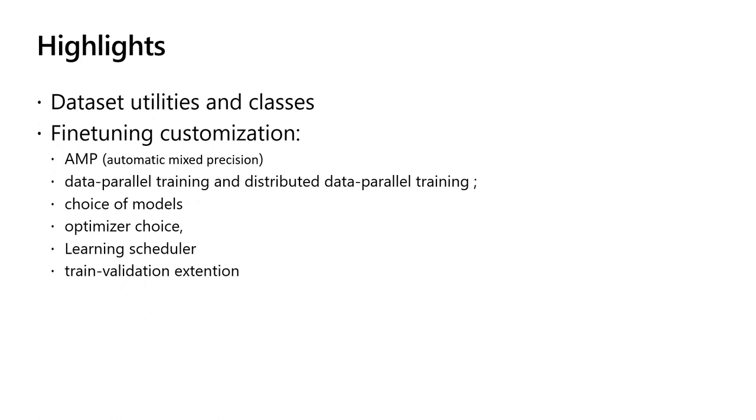We have included in our repo some reusable datasets and data utilities, and I also want to highlight our base fine-tuning class, which can be used in almost all the scenarios, including text classification, named entity recognition, question answering, entailment, and text summarization. Our base class allows a lot of fine-tuning customization. You can use mixed precision training. It also supports distributed training. It supports almost all the transformer models from Hugging Face, and it allows setting different optimizers and learning schedules. It also allows adding a validation function during fine-tuning.